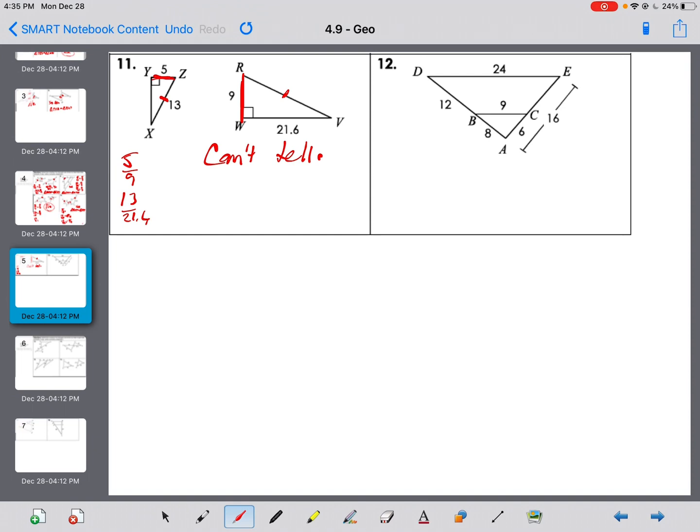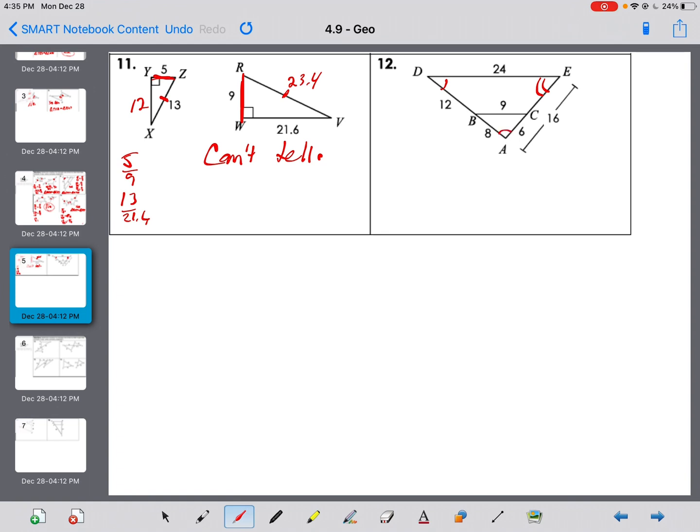My key is telling me that yes, they are, but you'd have to know that this was 12 and that this was 23.4. So without knowing that those are those measurements, we can't say that for sure. So I'm going to go with can't tell.